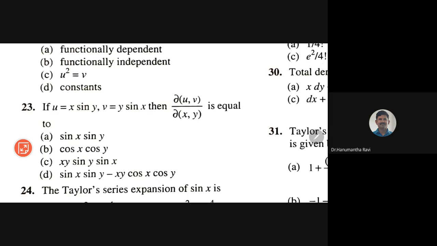Taylor series we have done, already completed the topic. This also comes.